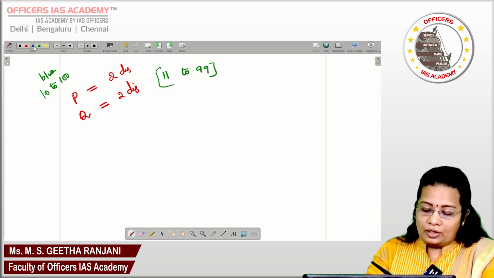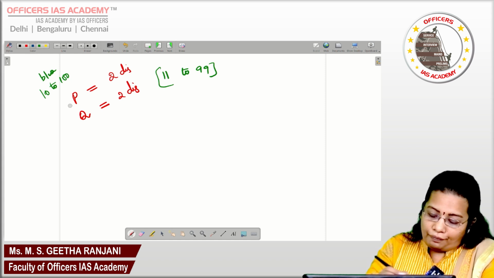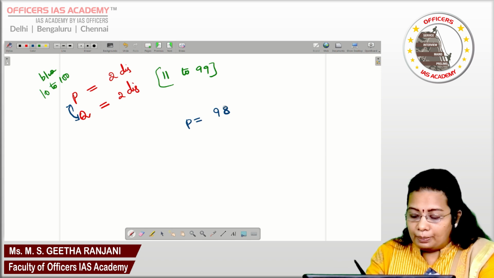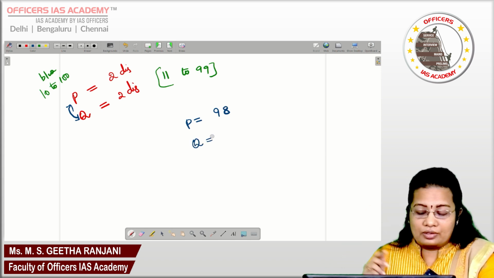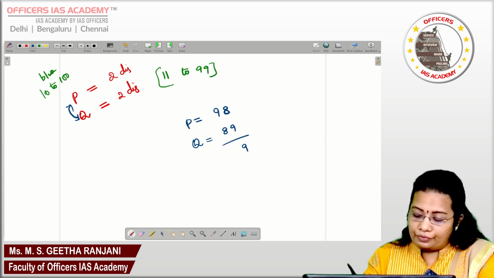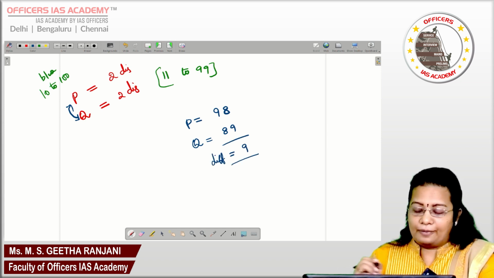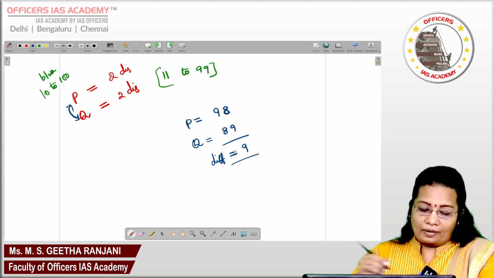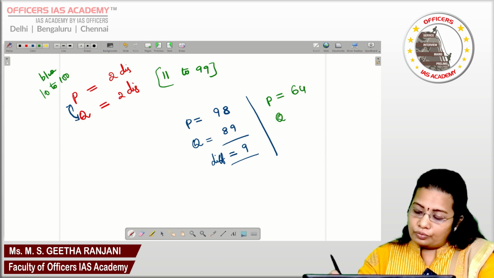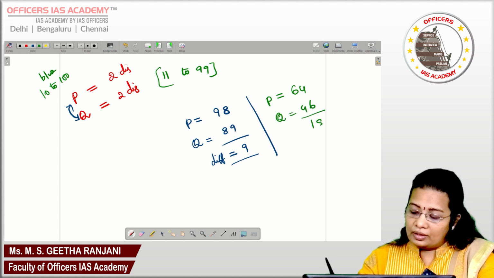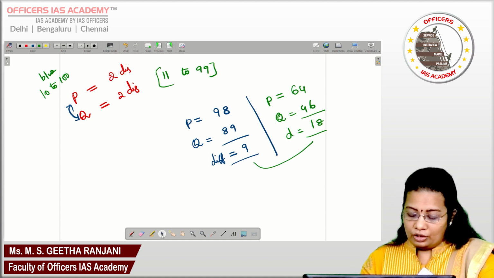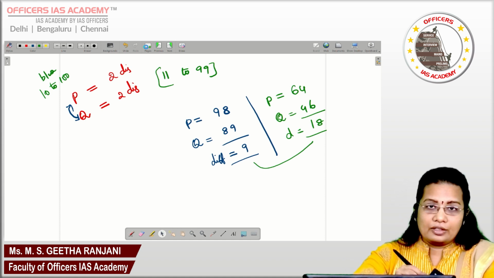Say for example, if P is considered to be 98, Q will become the value of interchanging the digits, so 89. So what is the result here? I will have the difference of their ages as 9. Okay. And the next one, suppose I am taking P as 64 and Q as 46. What is the difference? Here I have got the difference as 18. So in each and every case, I am getting different values. So let's check with the statements to get the final answer.